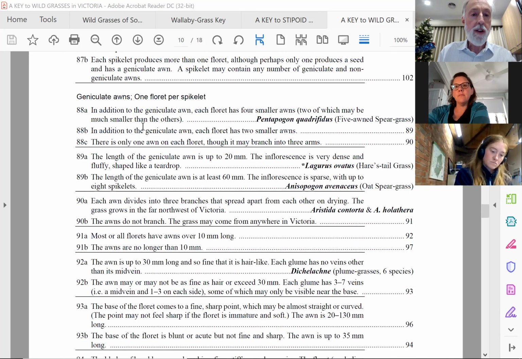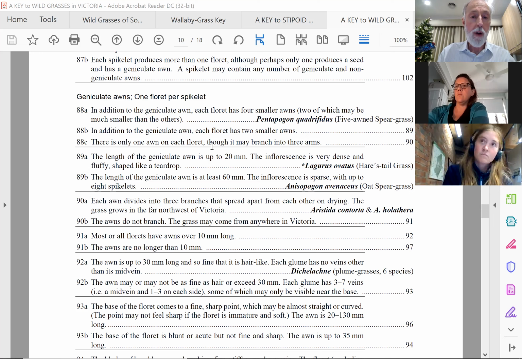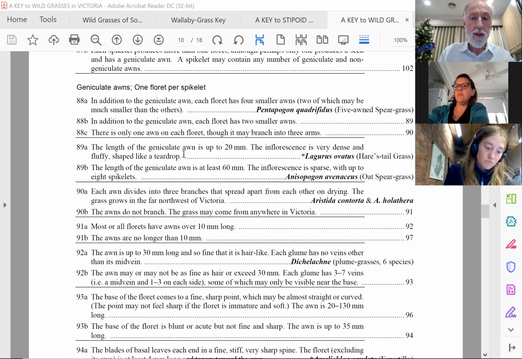88A says, in addition to the geniculate awn, each floret has 4 smaller awns, 2 of which may be much smaller than the others. That would be the 5-awn speargrass. We don't have that. And this is not a dichotomy or a couplet, it's a trichotomy or a triplet. 88B says, in addition to the geniculate awn, each floret has 2 smaller awns. No, we've got none. So 88C is the one. There is only 1 awn on each floret. So it may branch into 3 arms. Well, ours doesn't, but it just says it may do that. So we go to 90.